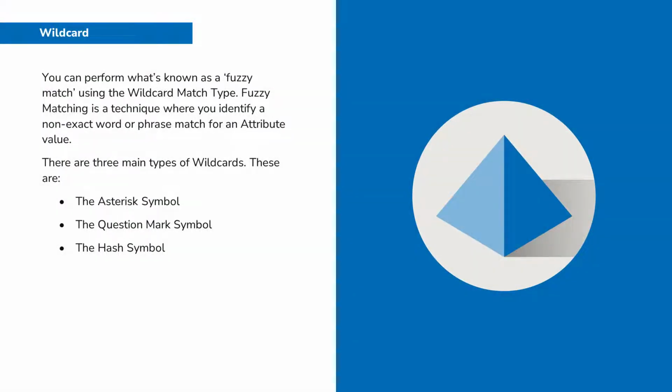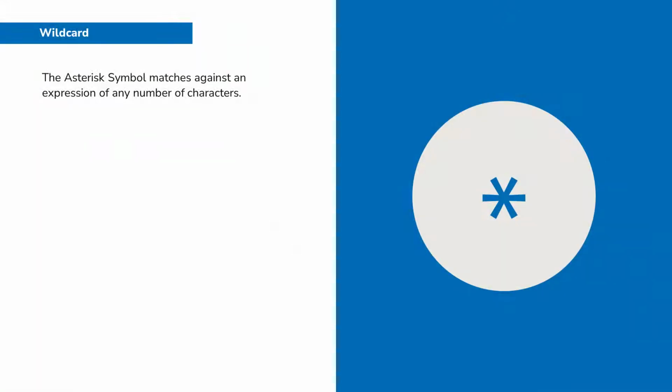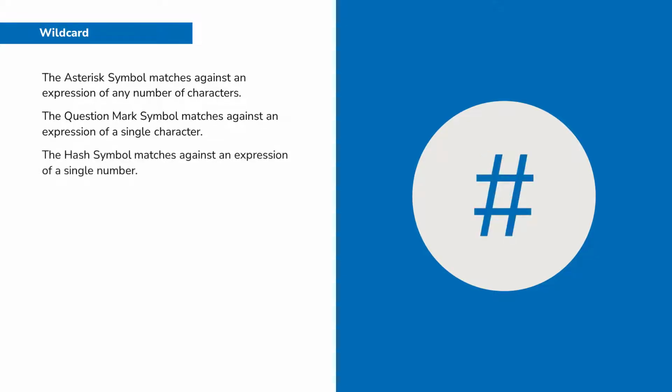You can perform what's known as a fuzzy match using the wildcard match type. Fuzzy matching is a technique where you identify a non-exact word or phrase match for an attribute value. There are three main types of wildcard. These are the asterisk symbol, the question mark symbol, and the hash symbol. Let's take a closer look at each of these in more detail. The asterisk symbol matches against an expression of any number of characters. The question mark symbol matches against an expression of a single character. The hash symbol matches against an expression of a single number.